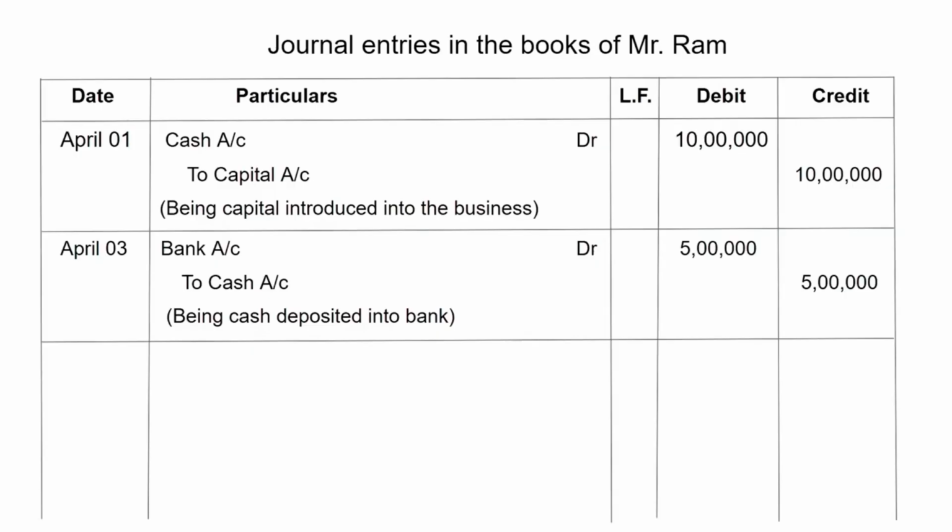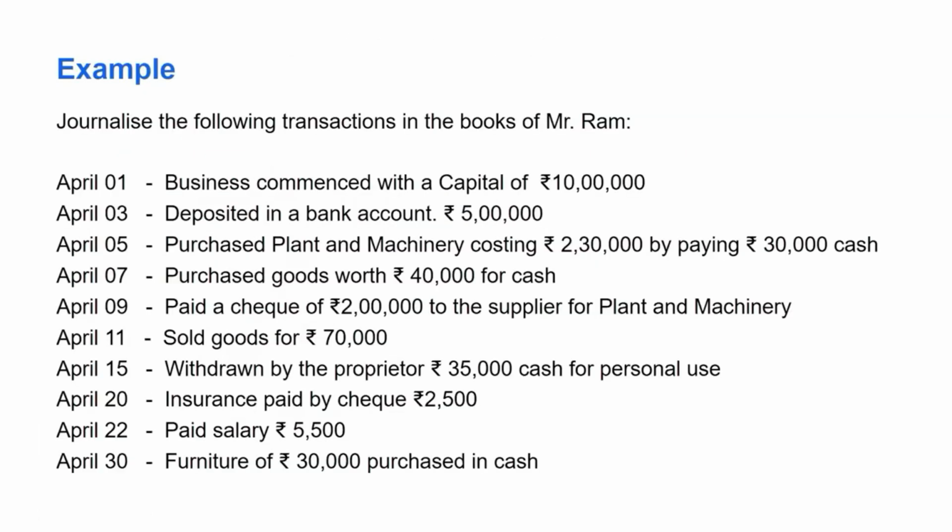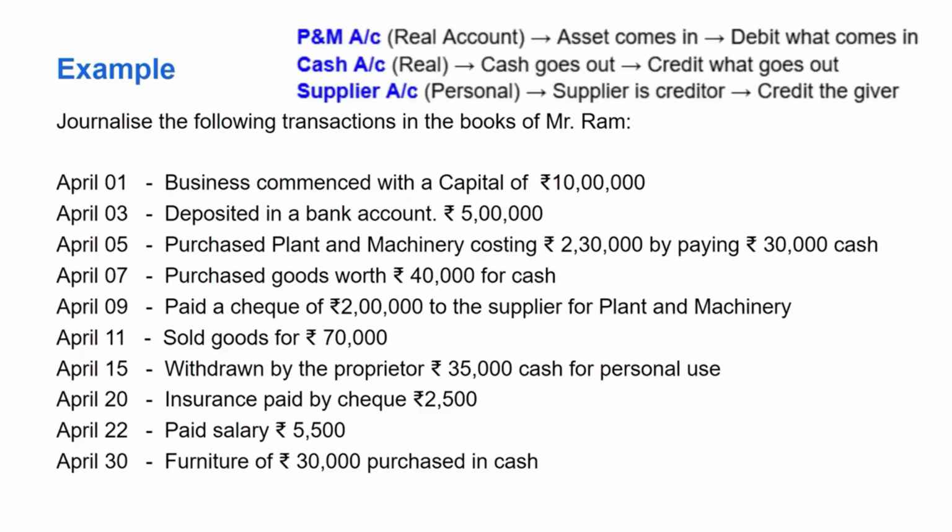cash deposited into bank. And the next transaction is April 5th, purchase plant and machinery costing rupees 2,30,000 by paying 30,000 in cash. In this transaction, 30,000 is paid now and the rest 2 lakh will be paid later. So we debit the full value of the asset and credit cash for what is paid and credit a payable for the balance. So here 3 accounts are involved. That is, the accounts are plant and machinery account, cash account and machinery supplier account.